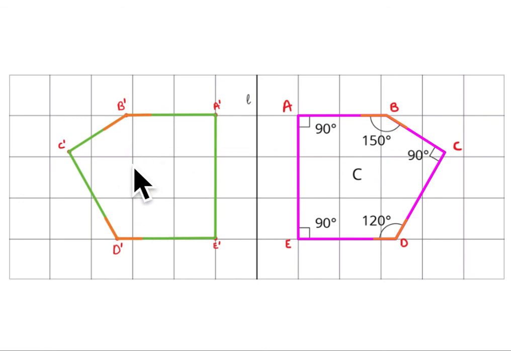So the angles remain the same size, the length of the sides remain the same size. So this is a rigid transformation. No bending, no stretching. It remains the same throughout.